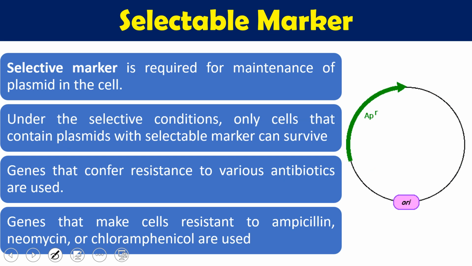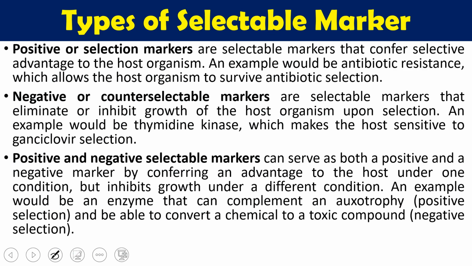Very different kinds of genes may be used. It may be antibiotic resistance genes, or it may be some kind of color producing genes. When we talk about antibiotic resistance genes used as selectable markers, it may be ampicillin resistance, tetracycline resistance, chloramphenicol, neomycin; any of the antibiotic resistance genes can be used.